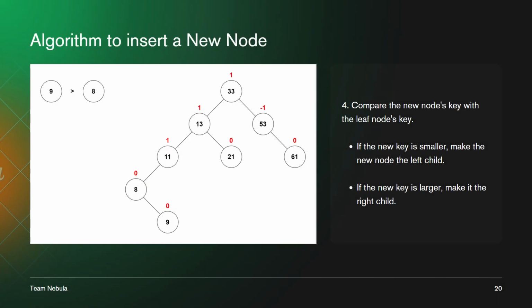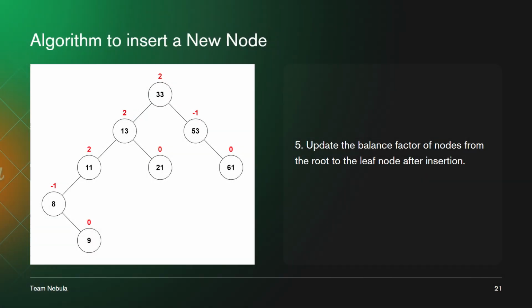Now you compare the key of the new node, new key, with the key of the leaf node you reached. Let's call it leaf key. If new key is less than leaf key, you make the new node the left child of the leaf node. If new key is greater than leaf key, you make the new node the right child of the leaf node. After inserting the new node, you need to update the balance factor of the nodes along the path you took from the root to the leaf node.